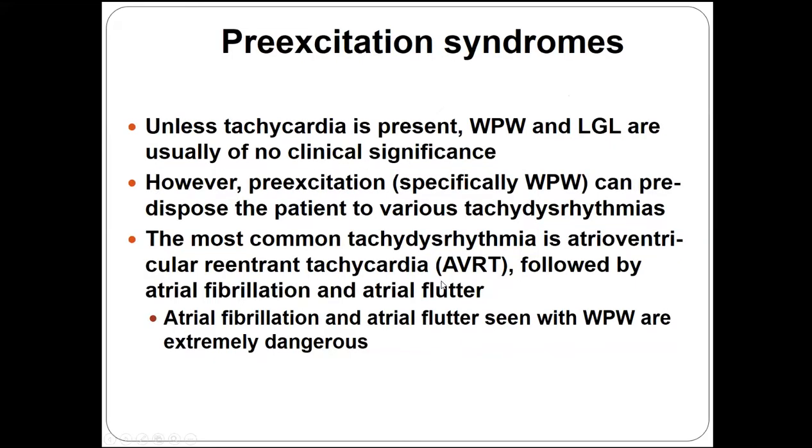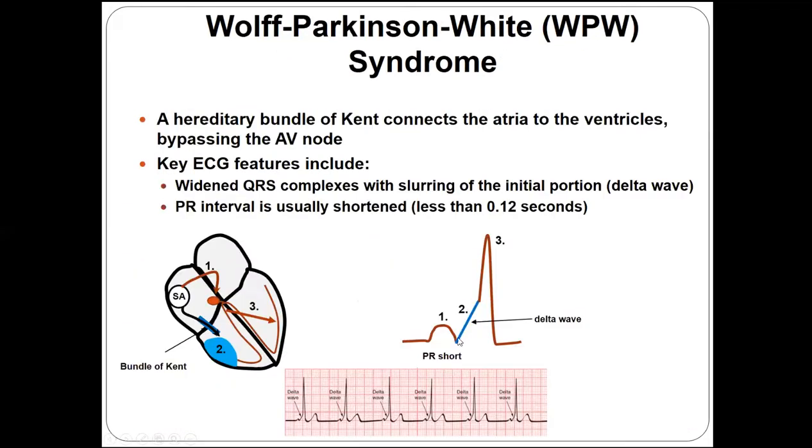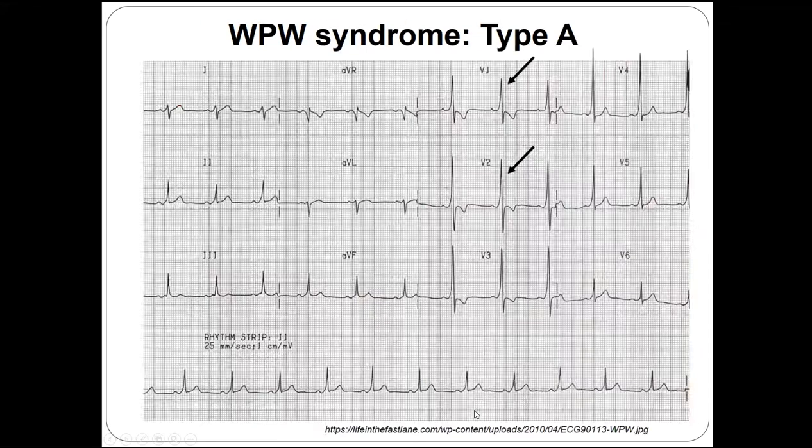Yes? For the Wolff-Parkinson-White syndrome, can the P wave overlap with the QRS? No. The P should be in front of the QRS complex. It's never inside the QRS complex, but it's close to the QRS complex. Okay, that's very important. If you look at this, immediately after the P, the QRS starts. This is how you diagnose it. So the P is never inside the QRS complex.